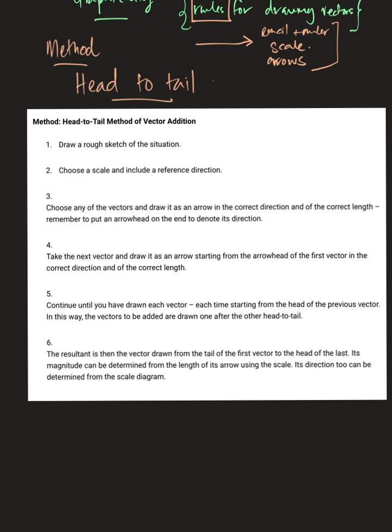Right, the first thing we look at is the head to tail method of vector addition. Right, the first thing they're telling us that we need to do is you need to draw a rough sketch. Right, a rough sketch, what it looks like is, if I'm thinking of a rough sketch, it's like Joe walked to school, then he went to the shops, and then he walked back home, great, and then he went to the mall. All right, this is what I'm drawing here.